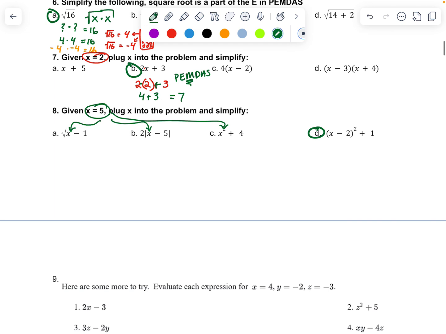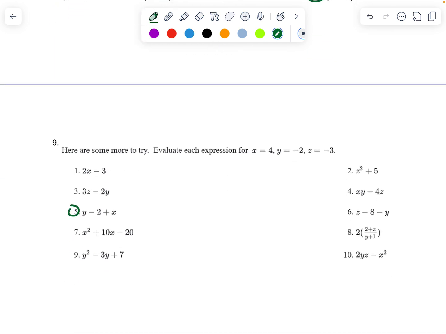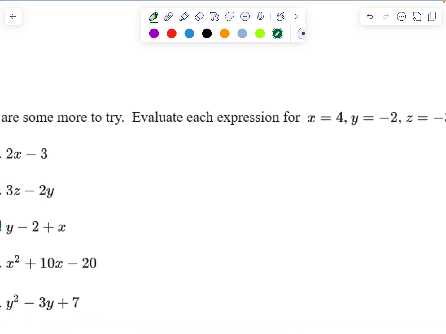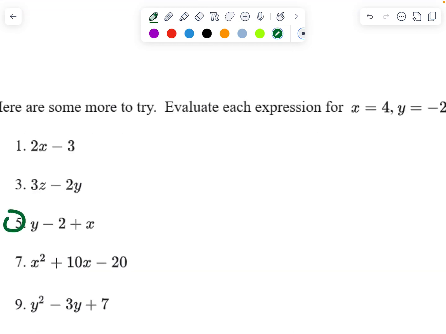All right, and the last thing is sometimes you might be plugging in more than one number for one variable. So let's look at number 5. Apparently our y is -2 and our x is 4. So I'm going to use my parentheses when plugging in: (-2) minus 2 plus (4). Again, this -2 used to be a y, this 4 used to be an x.